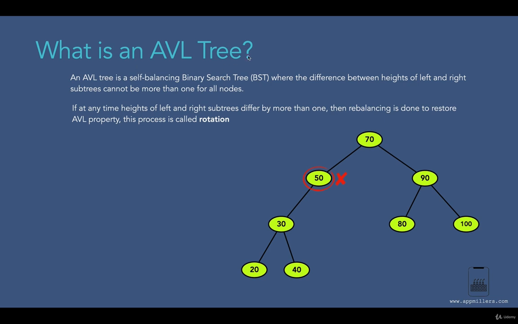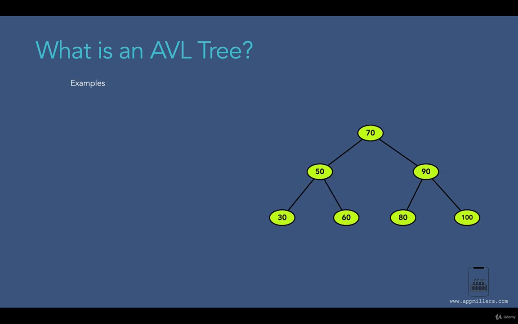Now let's look at some examples of binary search trees and check if they are AVL trees or not. So the first example is like this. Here to check if this is an AVL tree or not, we have to check the heights of all nodes one by one and compare the heights of their left and right subtrees. Now in this case the root node is 70.